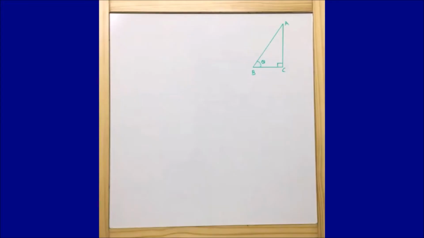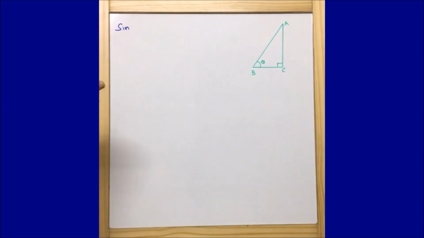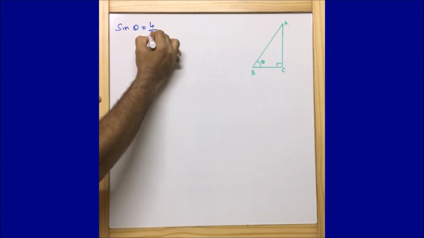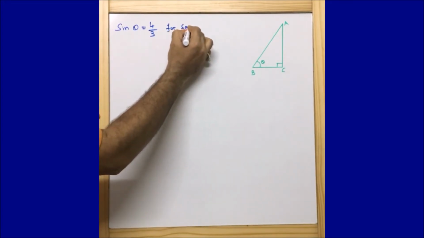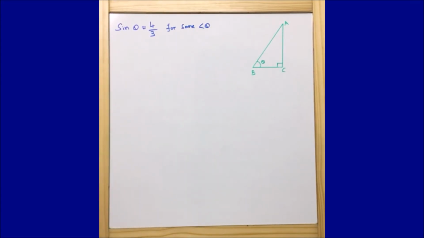Moving on to the solution. So guys, as per this question, we need to say or prove whether the following is true or false, and we need to justify our answer. The given question is sin theta is equal to 4 by 3 for some angle theta. So let me write down the question. Sin theta is equal to 4 by 3 for some angle theta.